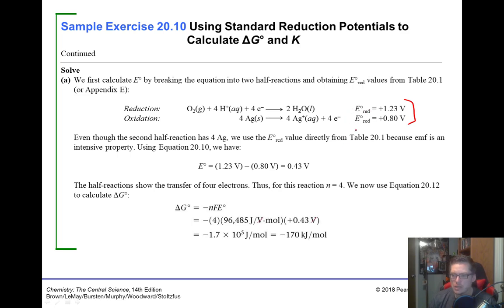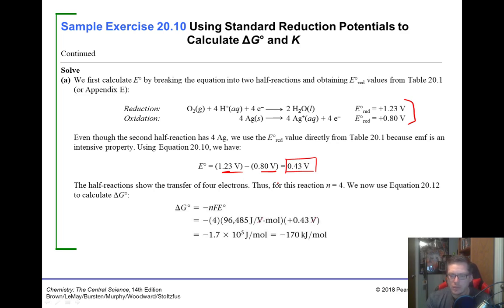So we can say cathode minus anode, all right, reduction minus oxidation. So you take 1.23 minus the 0.80 right here. So your overall cell potential is 0.43 volts.